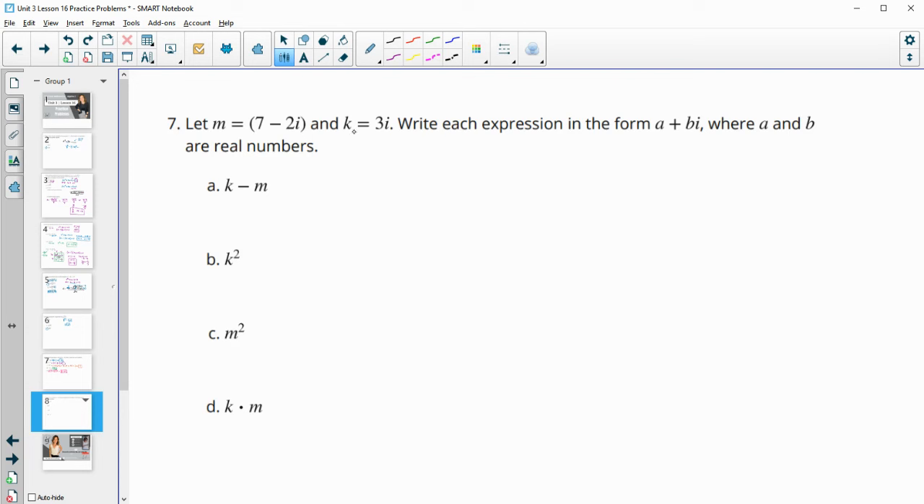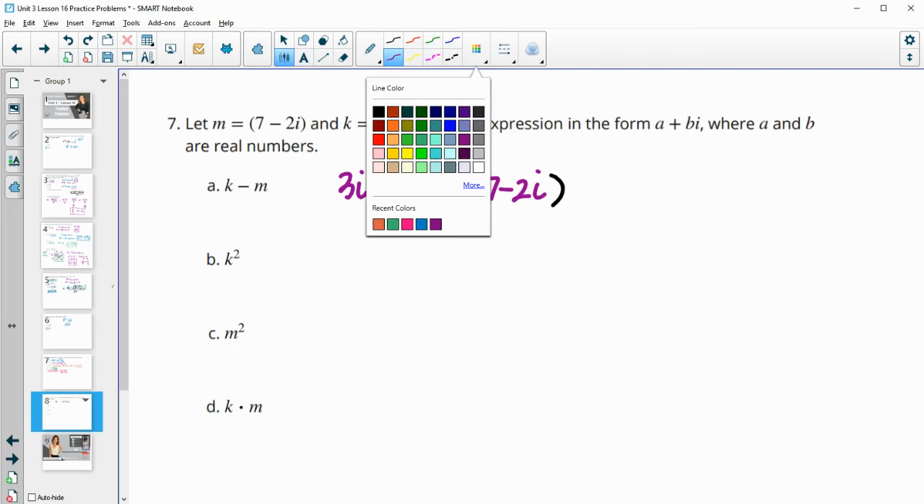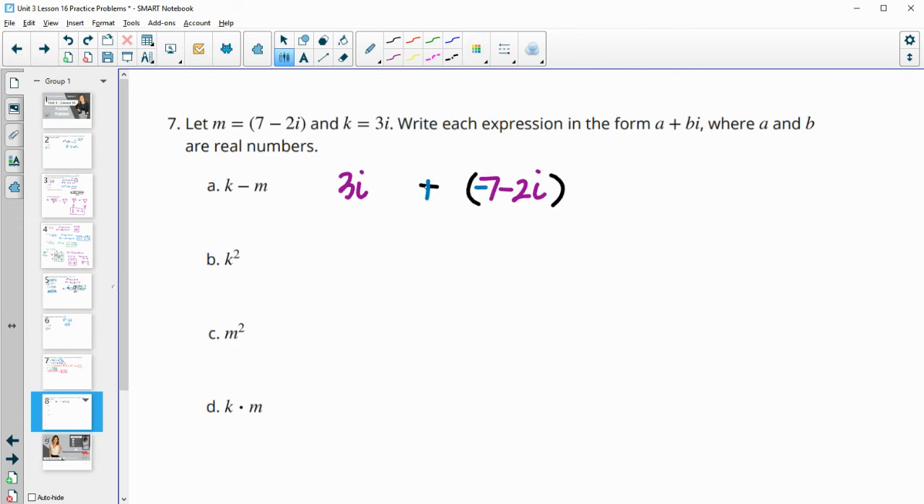Number 7, let m equal this expression and k equal this. Write each expression in the form a plus bi. All right, so we have k minus m. And k is 3i, and m is 7 minus 2i. So we don't really need parentheses here since it's only one thing. And then we're going to be subtracting 7 minus 2i. So make sure that you distribute that negative into the parentheses. So we're going to be adding negative 7 and then adding positive 2i. So 3i plus 2i is 5i. So when we add the imaginary parts together, we get 5i. And then our real part is negative 7. So I'm going to put that first with a plus 5i.